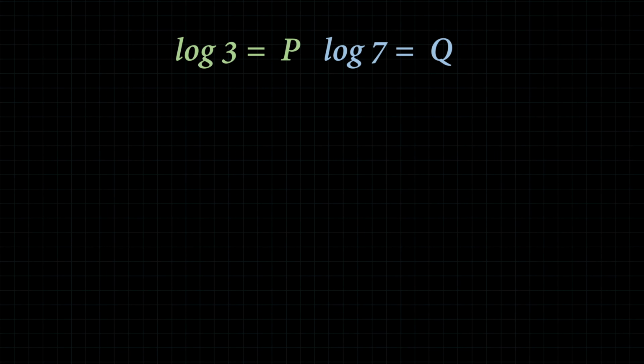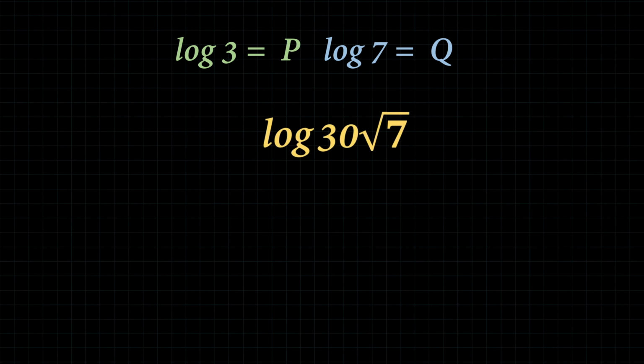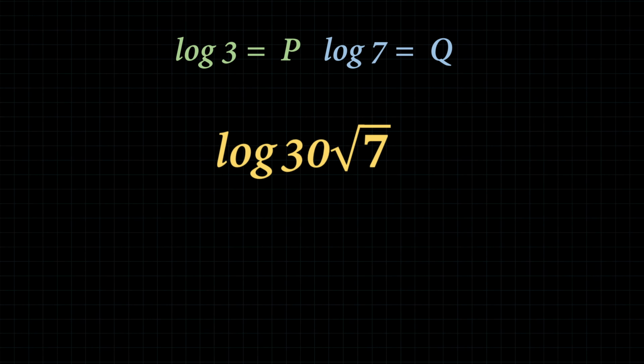This is a question that you typically run into when doing log rules. Suppose log 3 is p and log 7 is q. They'll ask you to express log 30 root 7 in terms of only p and q. Alright, let's start by looking at log 30 root 7. The 30 looks like it has a chance to become a p somehow, and the root 7 looks like it's destined to become a q of some sort.